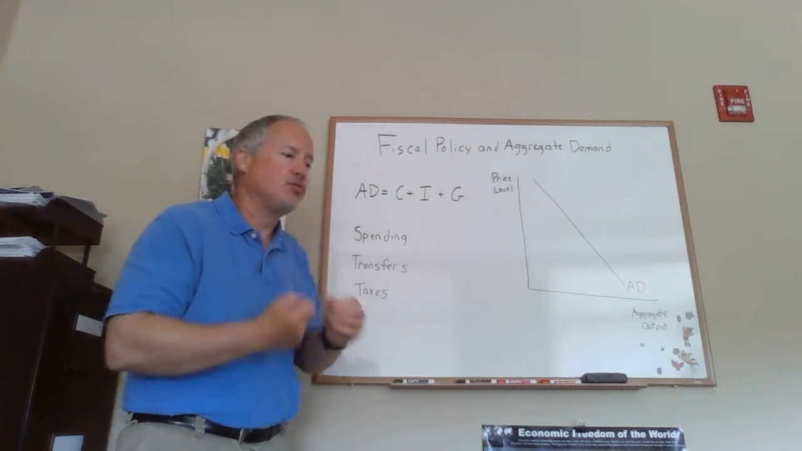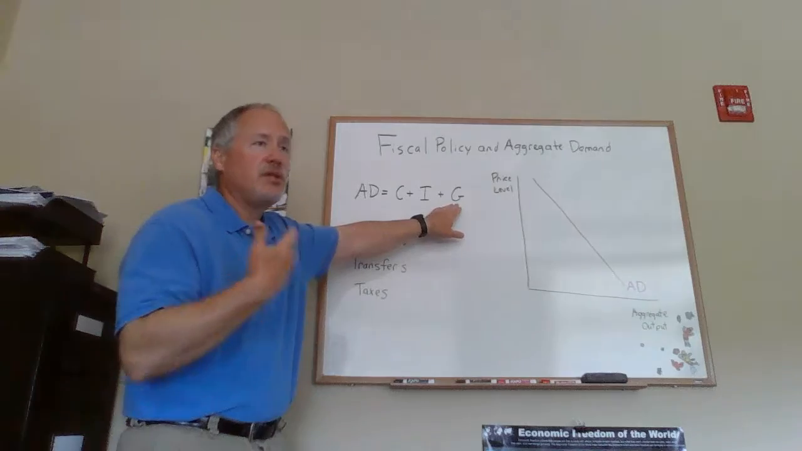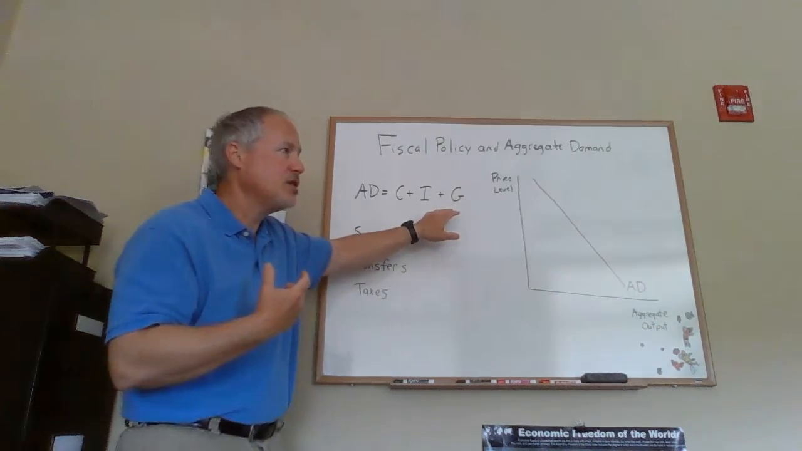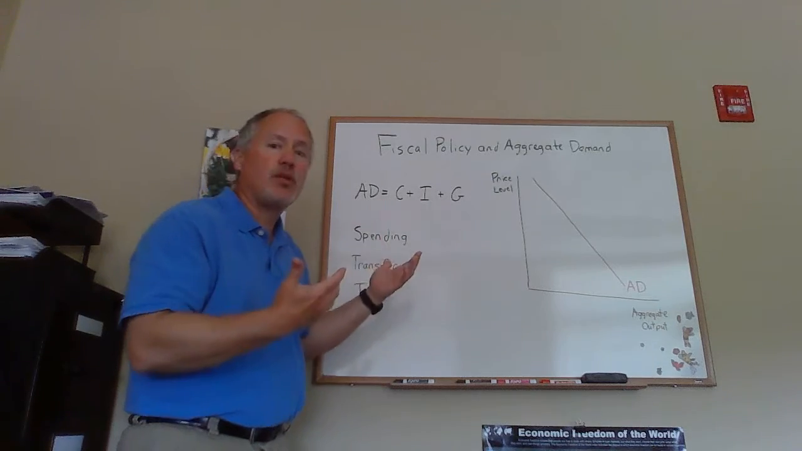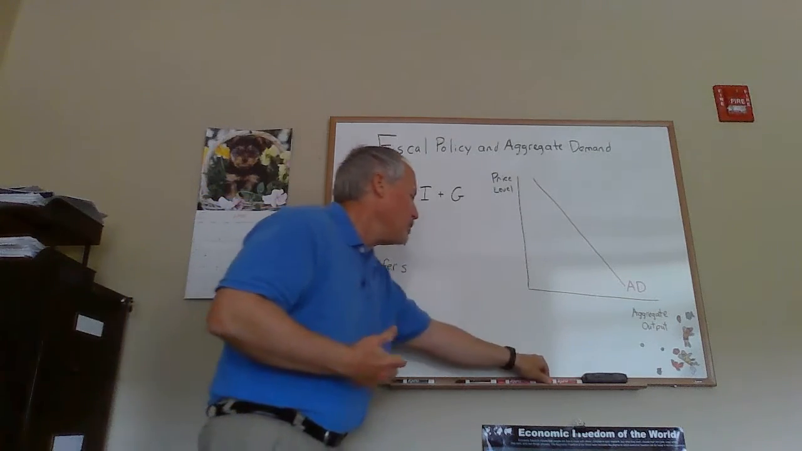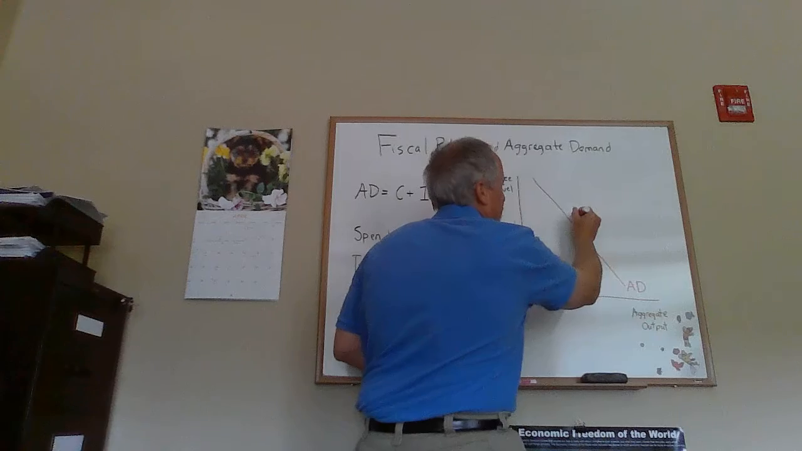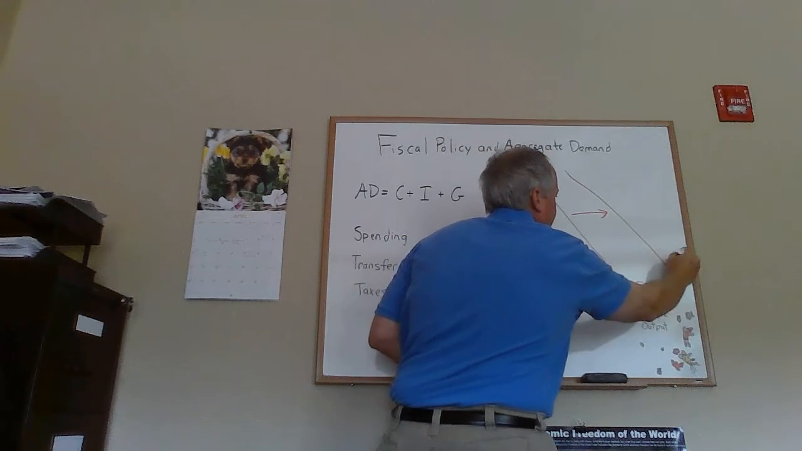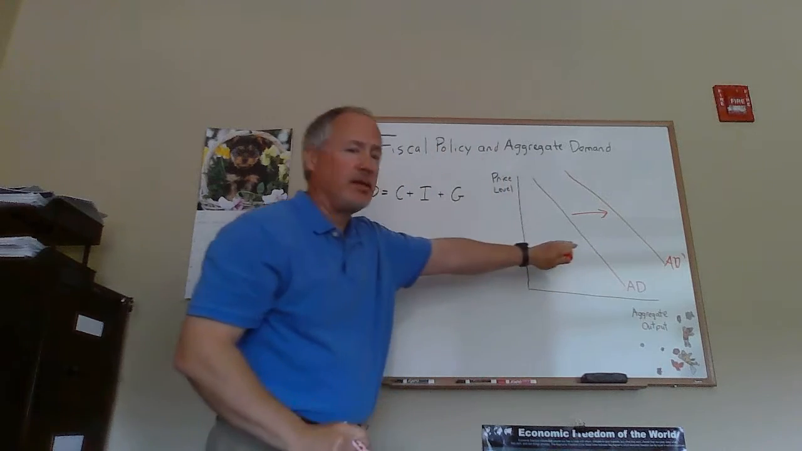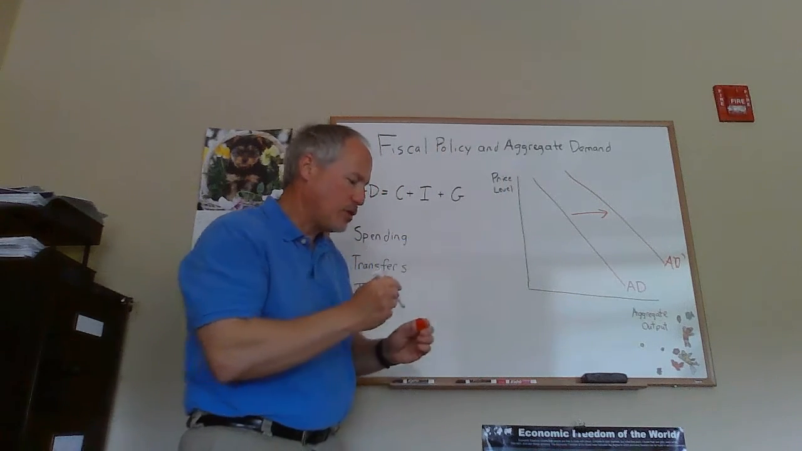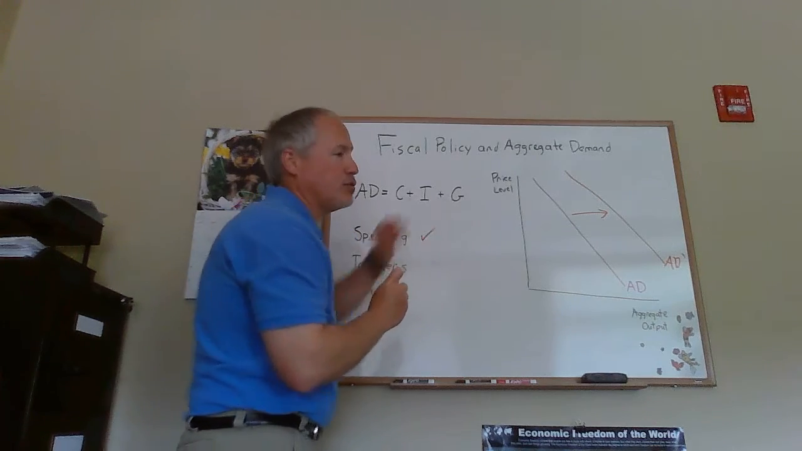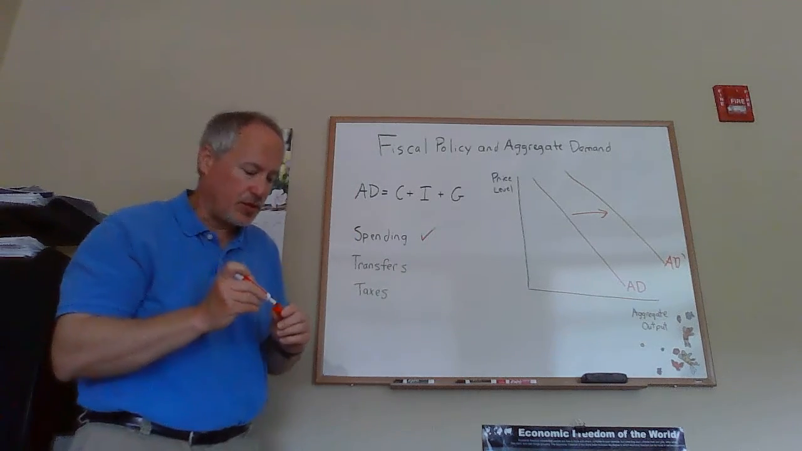Since G is a part of C plus I plus G, if we increase government spending on these items directly, it directly increases one of the components of aggregate demand, and that will increase aggregate demand. So we would see a shift to the right of aggregate demand like that. An increase in G works directly, through the G in here.